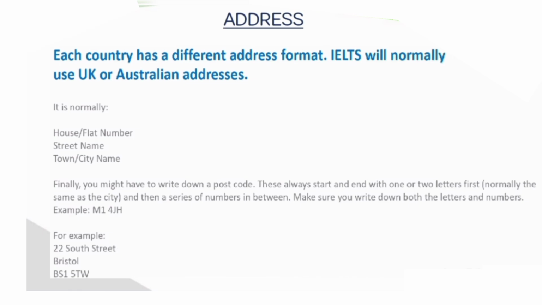These always start and end with 1 or 2 letters. First, normally the same as city, and then a series of numbers in between. Make sure you write down both the letters and numbers. Let's see an example. Here, the initial letter of the city name, that is B, and that will be the first letter of our postcode number, that is also B.